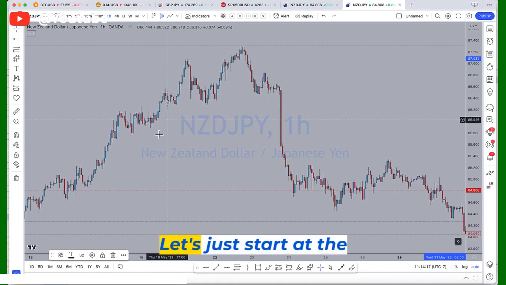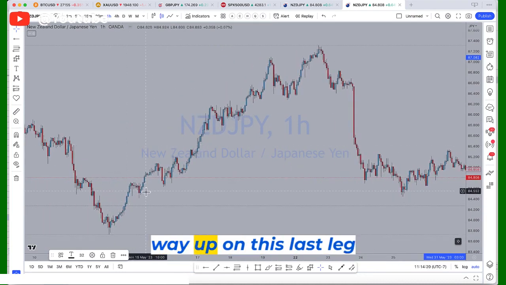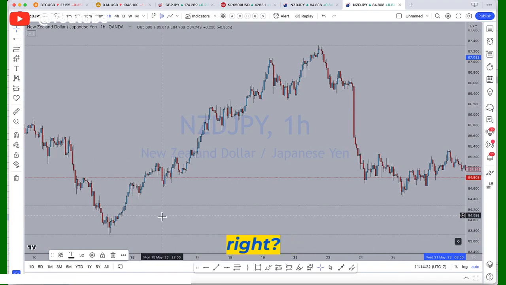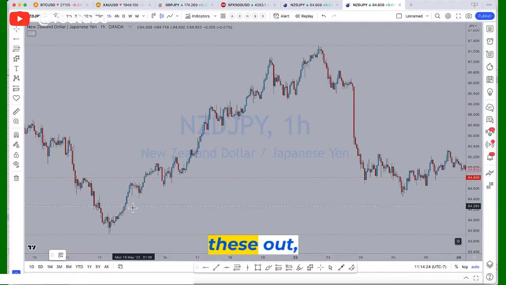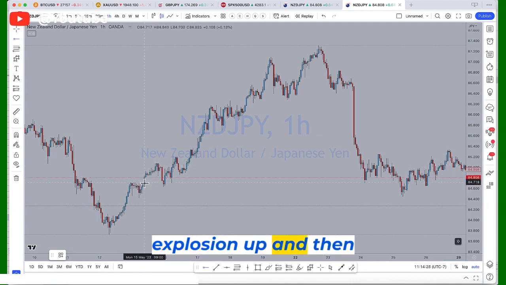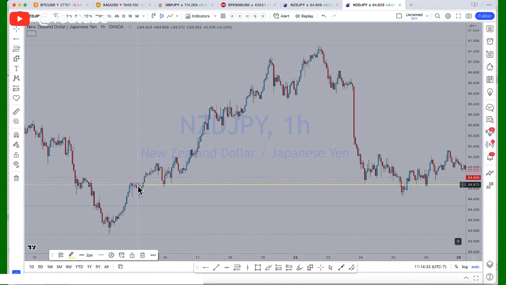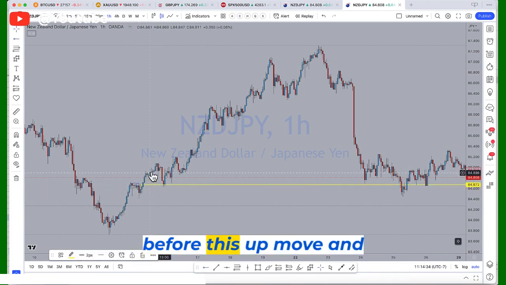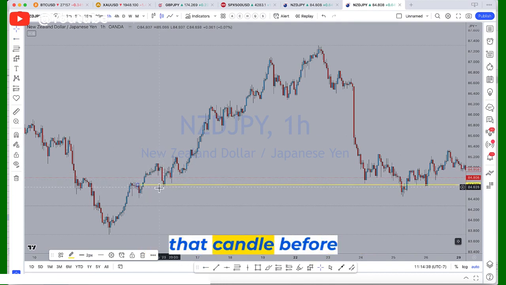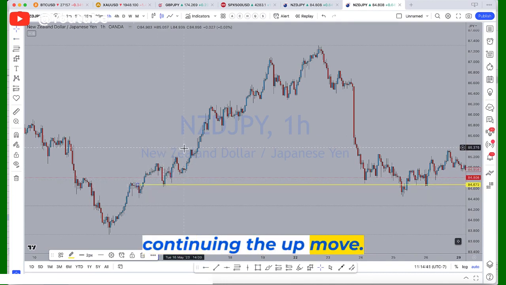Let's start at the bottom and work our way up on this last leg. I'm going to point these out. We have this explosion up, and then all you do is follow it back and go, okay, this is the last candle before this up move. And price comes right back to that candle before continuing the up move.